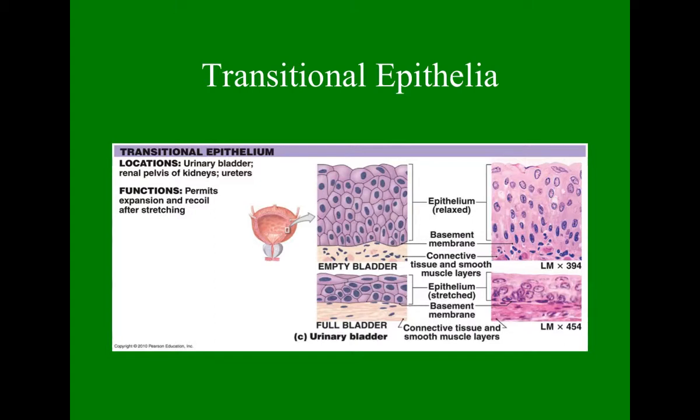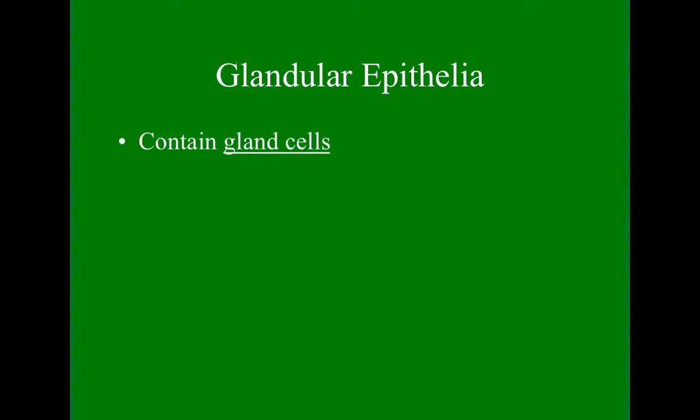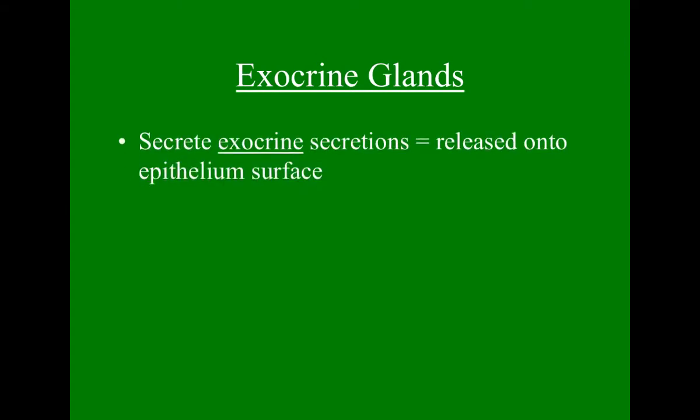Now, keep in mind that epithelial tissue also includes glands, and so we do want to spend a little bit of time talking about glands. Glandular epithelia contains gland cells, and we have two different types of glands within the body. The first type, which we're going to spend a little bit of time with, are the exocrine glands. These secrete exocrine type secretions. In other words, the secretions that they create are released onto the surface of the epithelium.